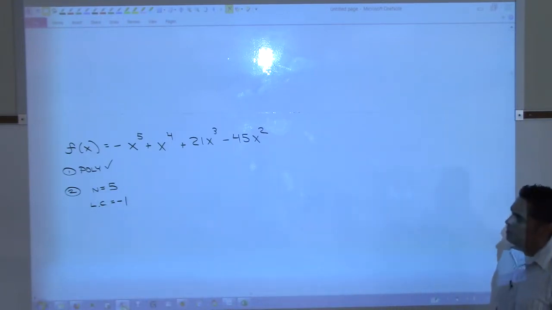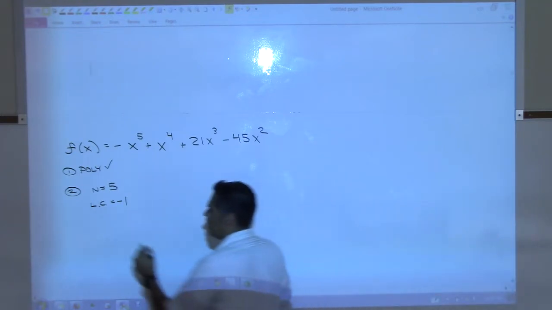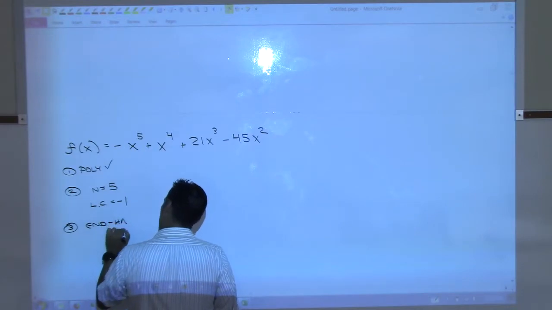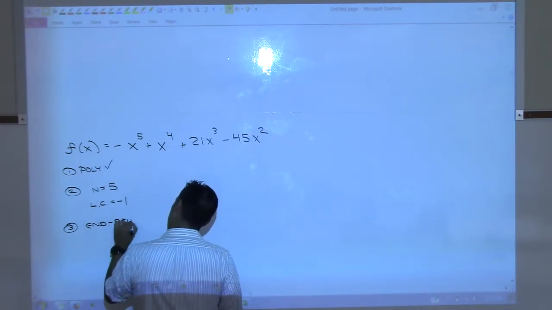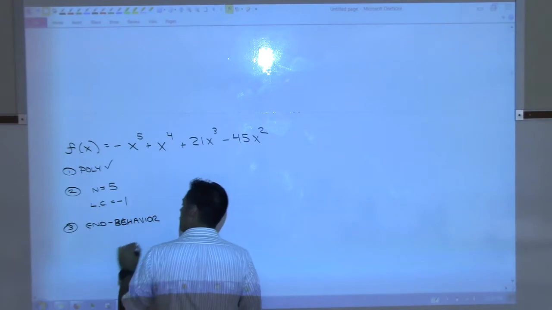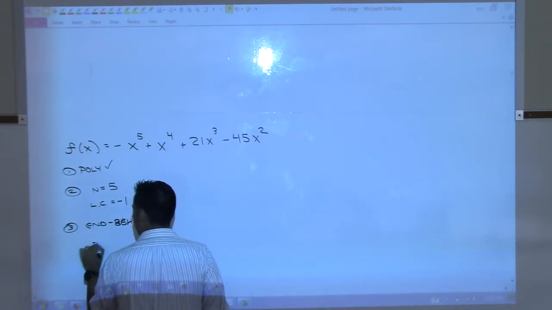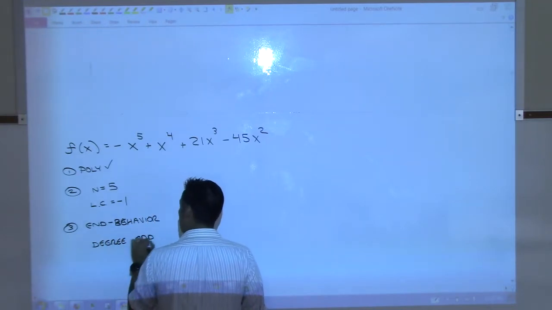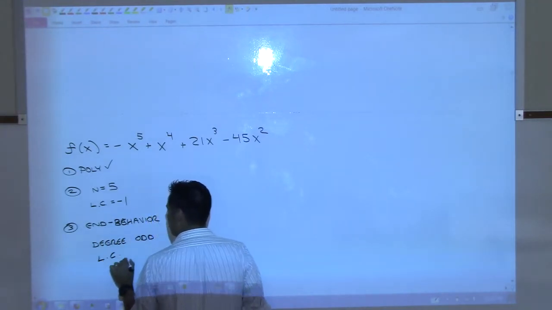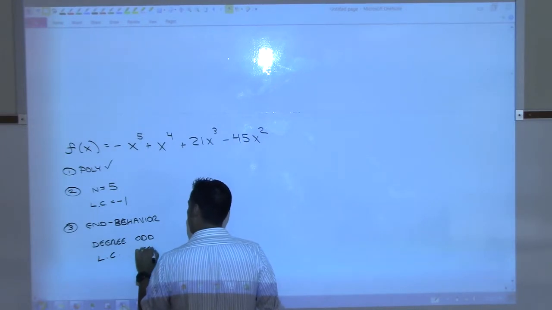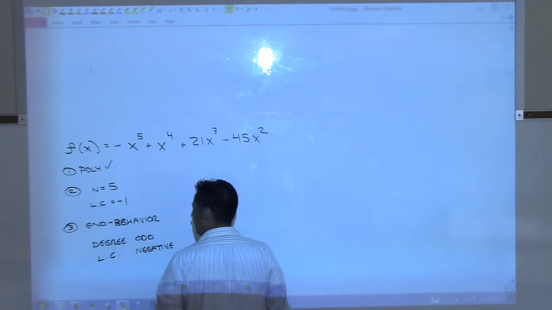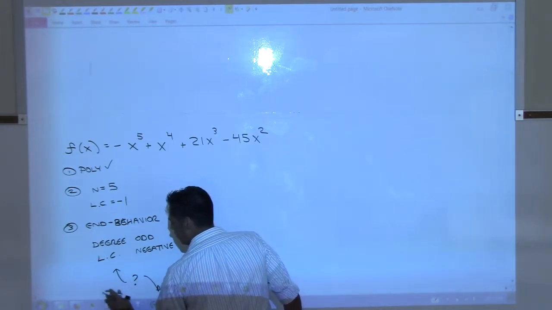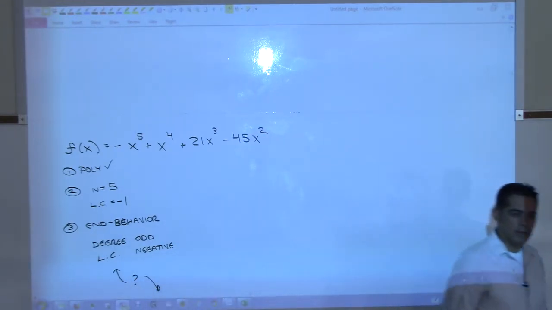All right, you want to keep going? Okay, so step 3 is going to be our end behavior, right? End behavior. So our degree here is odd, and our leading coefficient is negative. So what does that tell us, Tanisha? Left, up, right, down. Middle, we don't know. Good. Everyone clear with that?